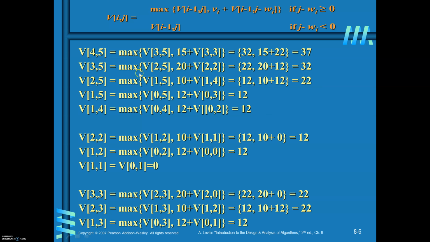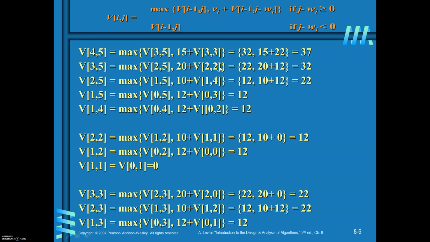Next, in order to find V(4,5), you are required to calculate V(3,5) and V(3,3). V(3,5) is equal to the maximum of V(2,5) and 20 plus V(2,2). V(2,5) is calculated like this: V(1,5) and 10 plus V(1,4). V(1,5) is the maximum of V(0,5) and 12 plus V(0,3). V(1,4) is equal to the maximum of V(0,4) and 12 plus V(0,2). These two values, V(1,5) and V(1,4), are 12. Substituting that value, you get V(2,5) equal to 22.